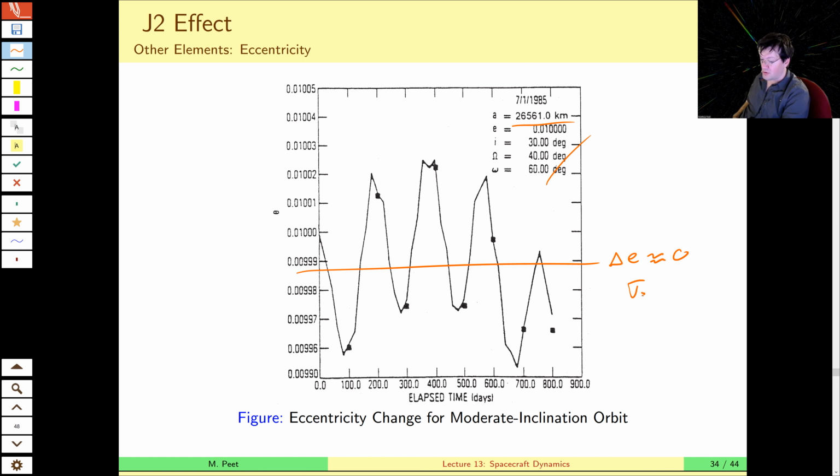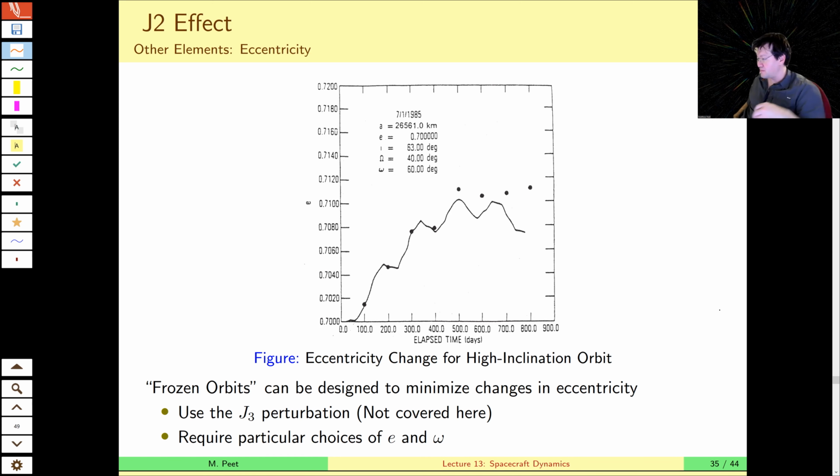So typically, if we're freezing the orbit with respect to eccentricity, we look at that J3 coefficient. Again, not going to fuss with it. Here's another orbit with some secular perturbations. Again, if you want a frozen orbit in eccentricity, you can use the J3 perturbation, but we're not covering it. In that case, there are certain values of argument of periapse and eccentricity which lead to a frozen orbit. But again, not covered here.